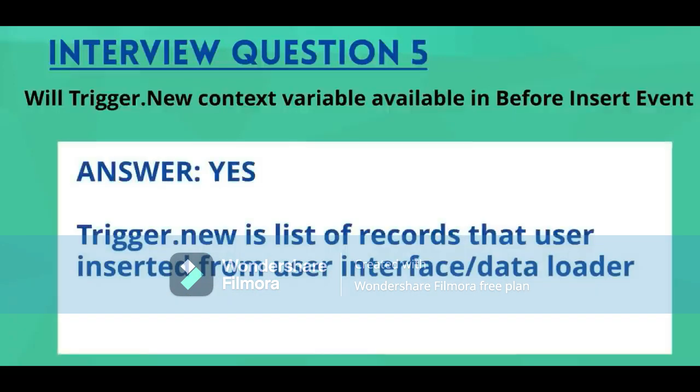Question number 5. Will the Trigger.new context variable be available in the before insert event? The answer is yes. So what is Trigger.new? Trigger.new is nothing but the list of records that the user inserted from the user interface. So basically you need to understand Trigger.new as the values that the user will provide into the database. Any value that is new to the database is stored in Trigger.new. If you're not giving any new values to the system, those values will be stored in Trigger.old.